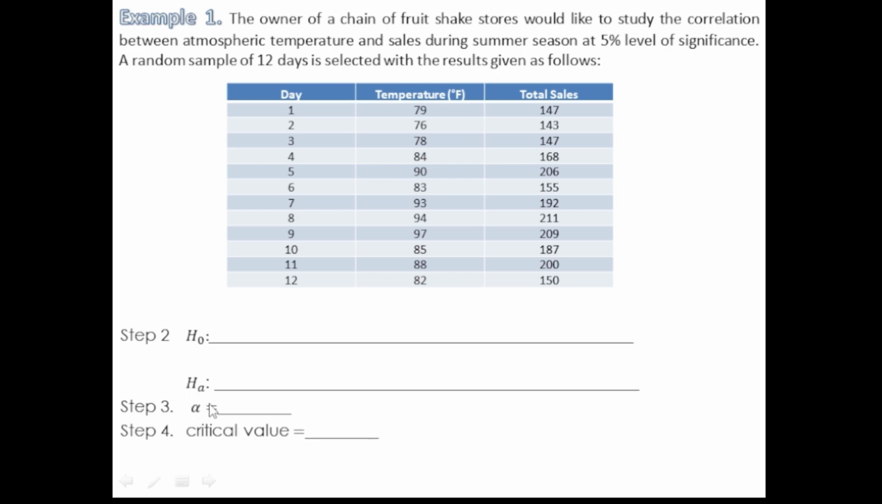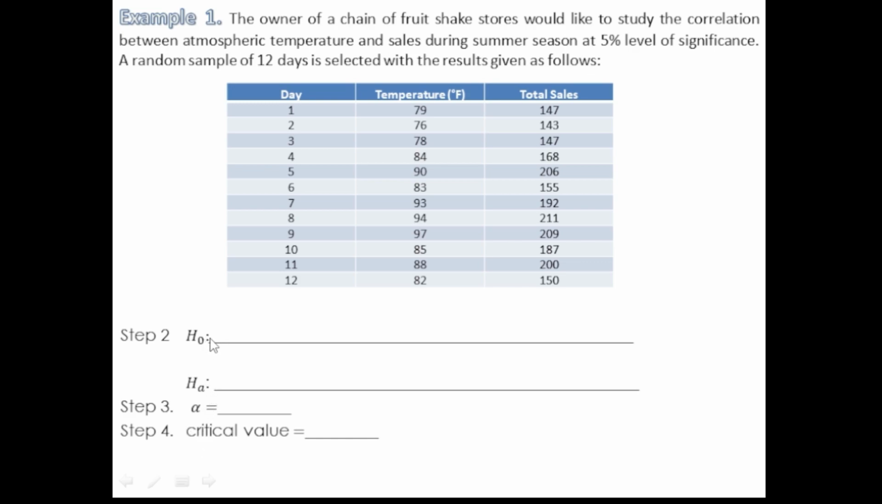Step number 3, identify the level of significance. Okay, tapos since t-test yung ating gagamitin, we have to identify, of course, yung degree of freedom. Followed by critical value, and that's step number 4.